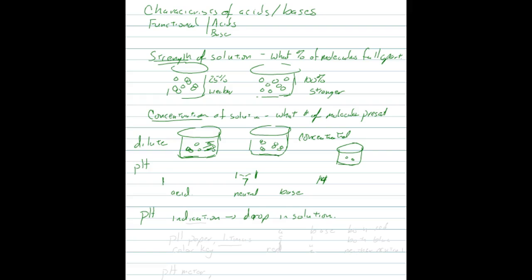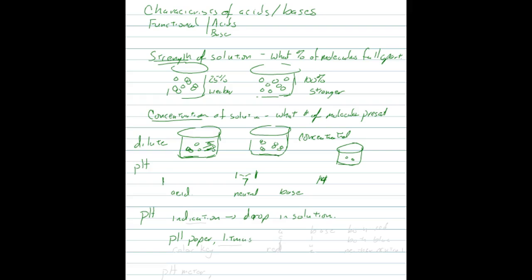So you can have a universal solution, which means you put a drop in and you check the color according to a key, or it can change color at such and such pH, like 5 or 10 or something like that. So you got an indicator, which is a liquid. You can have a solid pH paper or litmus paper.